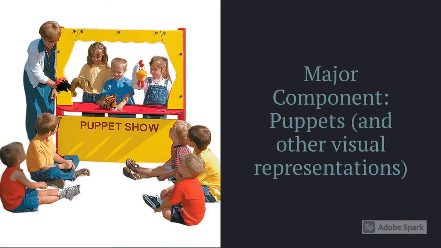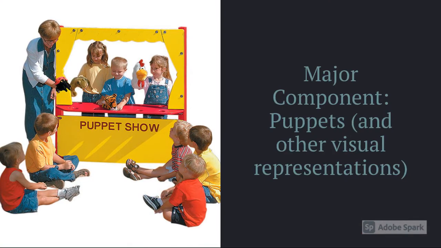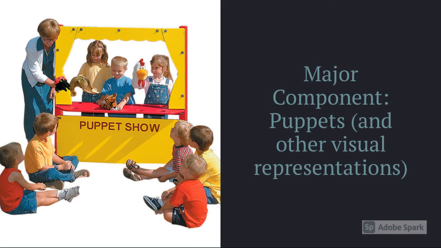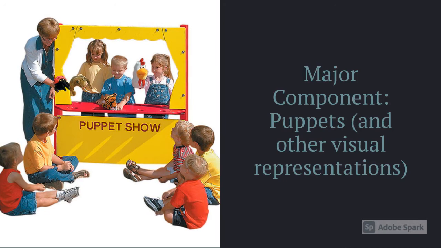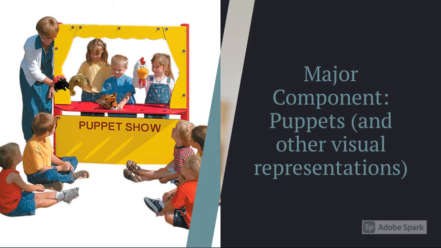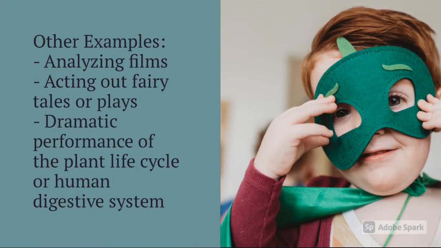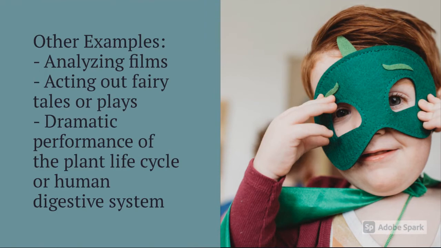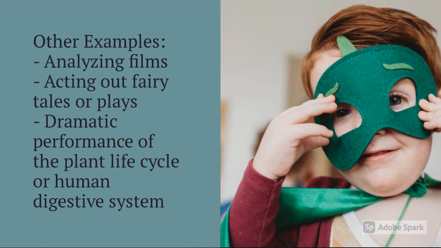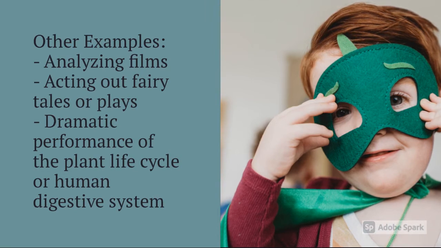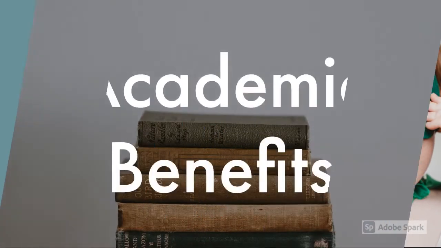Puppet making is another key aspect of dramatic representations, where students are tasked with creating puppets or representations of a character in a story and reenacting that story. By observing the details that students put into their puppets and their puppets' voices, they can convey information about their students' understanding. Other examples of dramatic representation in the classroom include analyzing film versions of books taught in class, acting out fairy tales or plays, or creating a dramatic performance on the plant life cycle or human digestive system.